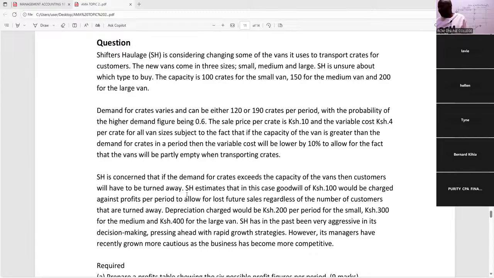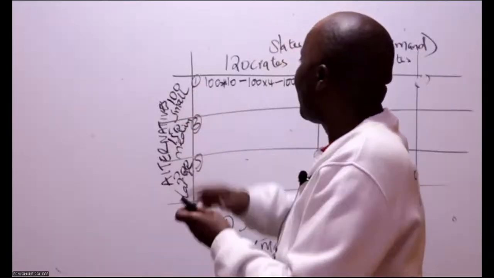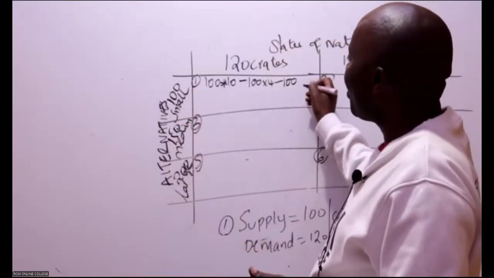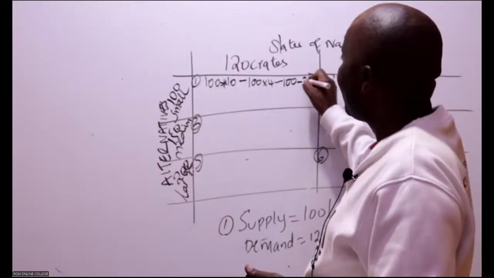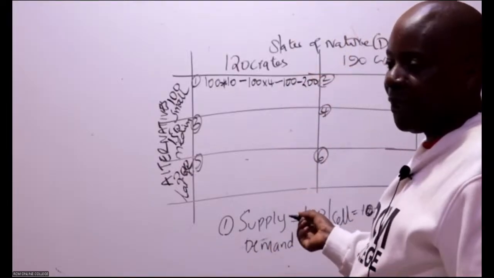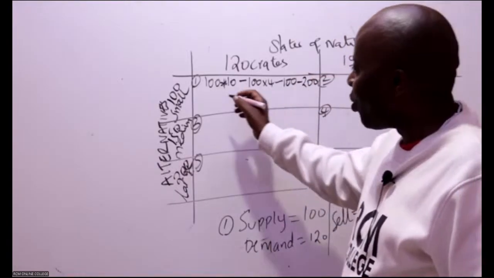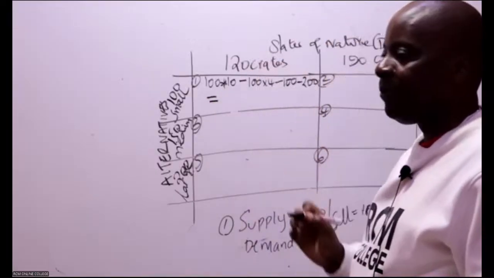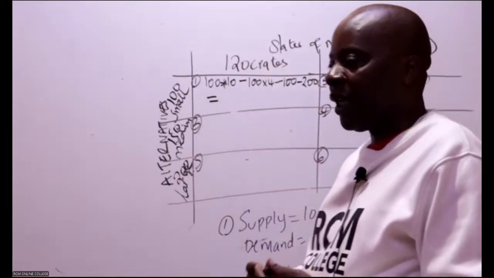Yeah, we are given depreciation. You can see here. Depreciation charged would be 200 per period for the small, 300 for the medium, and 400 for the large. Regardless of what decision you make, if it's a small van, there will be depreciation. So minus 200. Small van is 200 depreciation. So then are you able to give me the profit to ensue here? Profit to be realized.